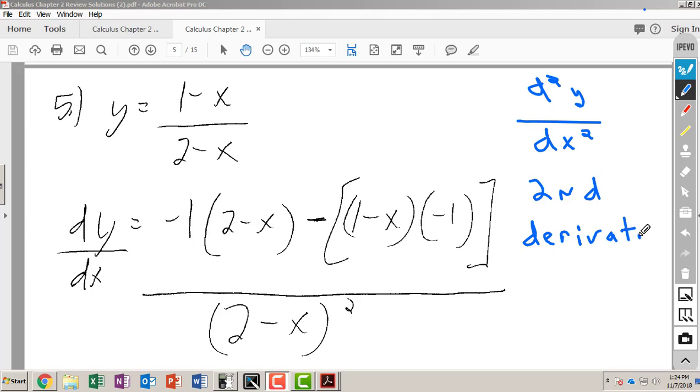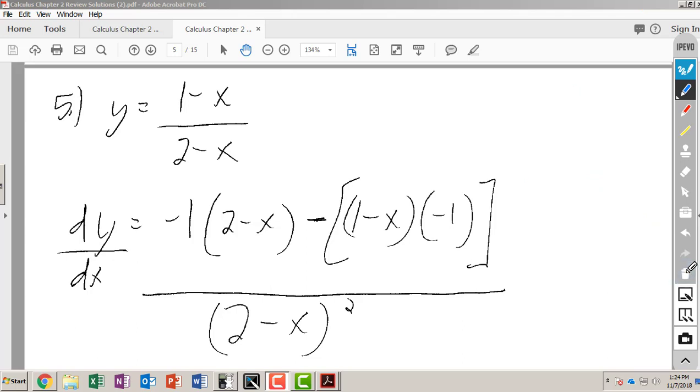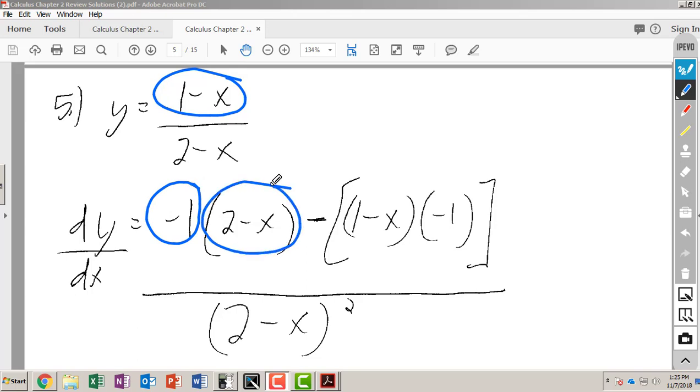So we have to first find our first derivative, and then once we're done finding the first derivative, we'll go ahead and take the second derivative. So for this problem, we're going to follow our quotient rule. Remember the quotient rule says take the derivative of the numerator. So my derivative of 1 minus x is going to be negative 1. And it says leave the denominator the same. So here's the same denominator.